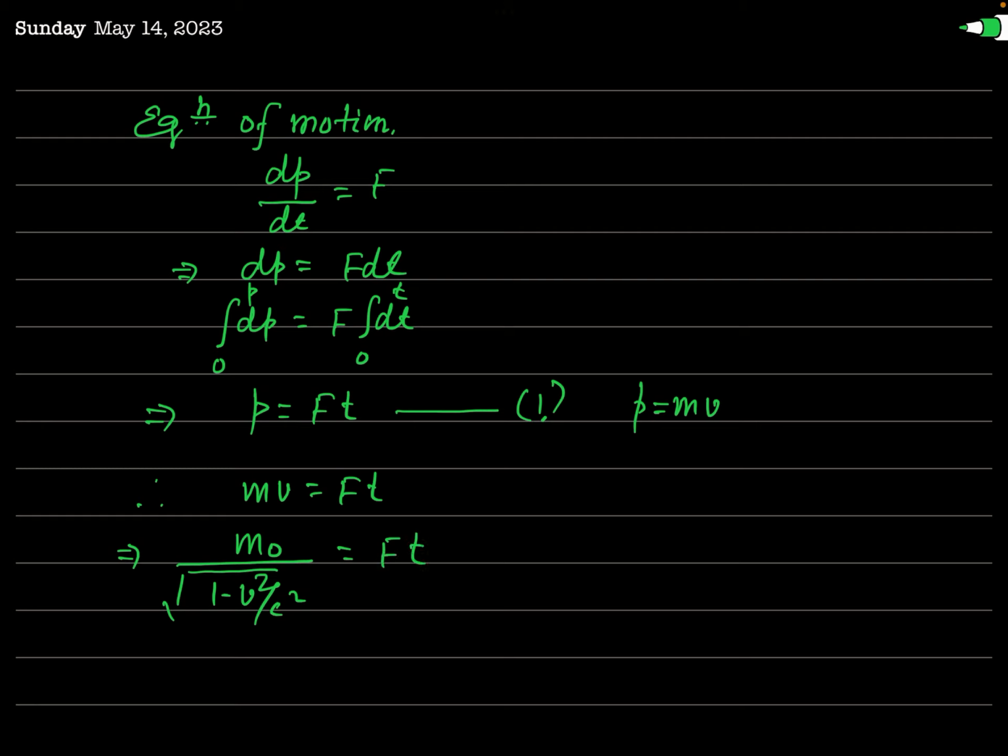And from this relation, we have to find the value of v. So there will be some algebra. Let us square this equation on both sides. So after squaring, what will you get?